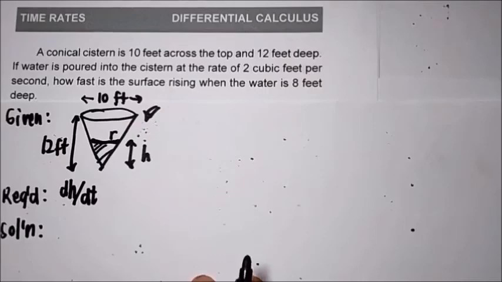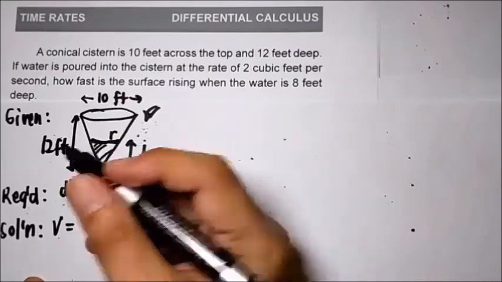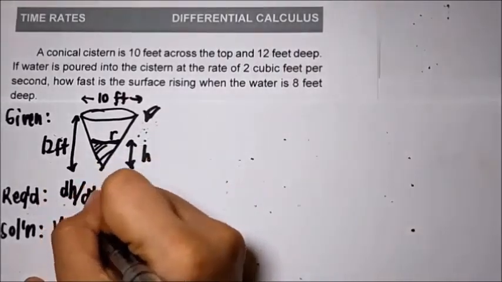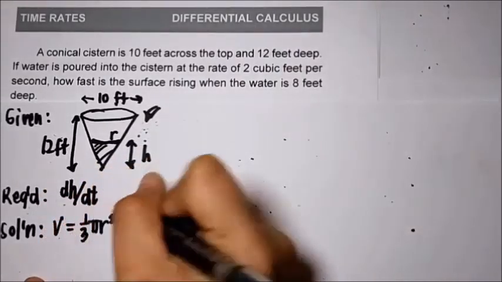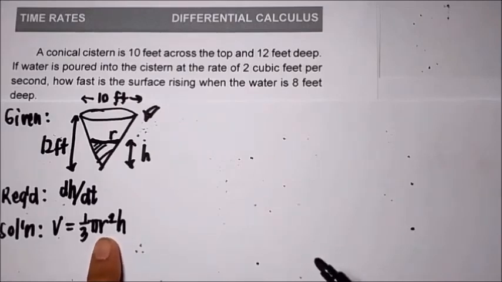So we will be needing the volume of the cone: base area times height. So we have 1 over 3 pi r squared times h. That would now be the volume of the cone. But you can see that we have two variables, and we only need one variable. So we can express r in terms of h or h in terms of r.